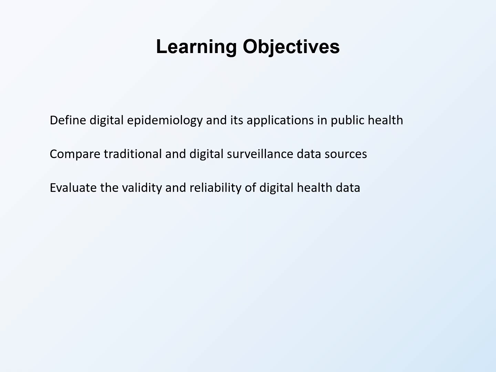By the end of this lesson, you'll accomplish 3 objectives. First, you'll define digital epidemiology and understand its applications in public health practice. This is a rapidly evolving field, and understanding its scope is essential. Second, you'll compare traditional and digital surveillance data sources. Each has strengths and limitations, and effective practitioners use both. And third, you'll evaluate the validity and reliability of digital health data. Not all data is created equal, and critical assessment skills are essential.